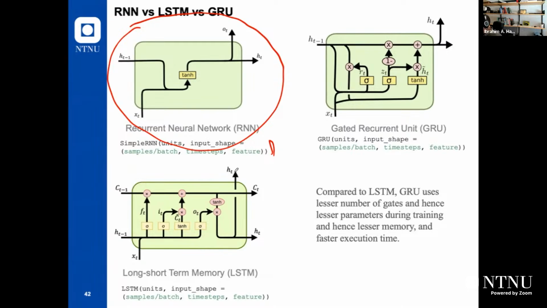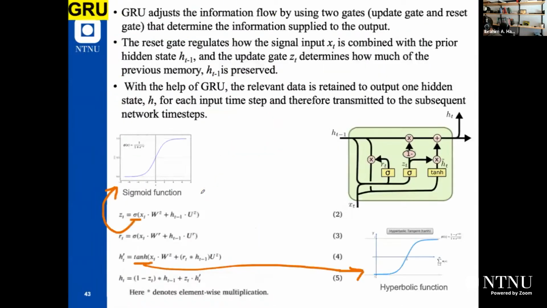It consists of a number of gates, and those gates have some functions. You need to get f_t, i_t, c_t, o_t. So it has a number of equations. I will not go into much detail here, but I can just explain GRU, for example. GRU adjusts the information flow by using two gates. It has two gates, the update gate and the reset gate, that determine the information supplied to the output.